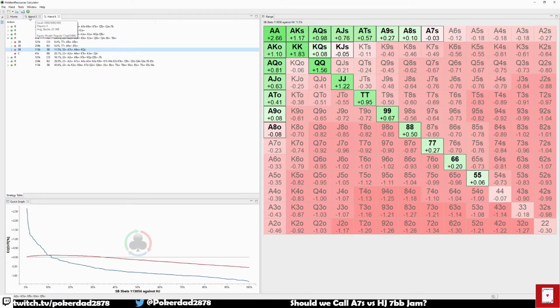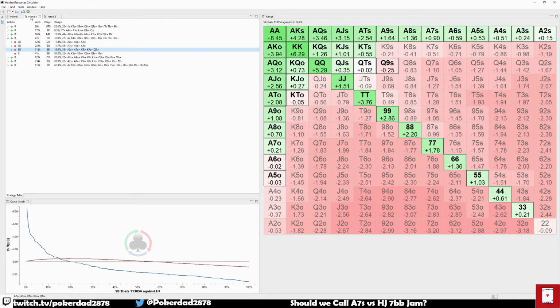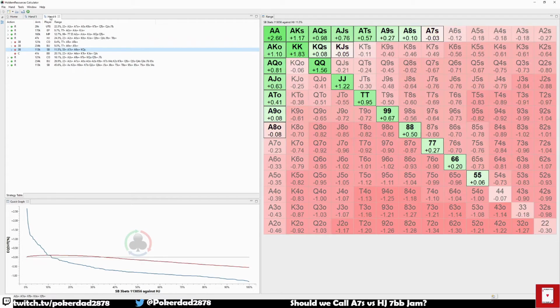Now this is on a money jump. But I'm going to say, okay, if it's chip EV, then we are rejamming A7 suited all day here. But if it's final two tables and we've got a money jump, it is a fold.